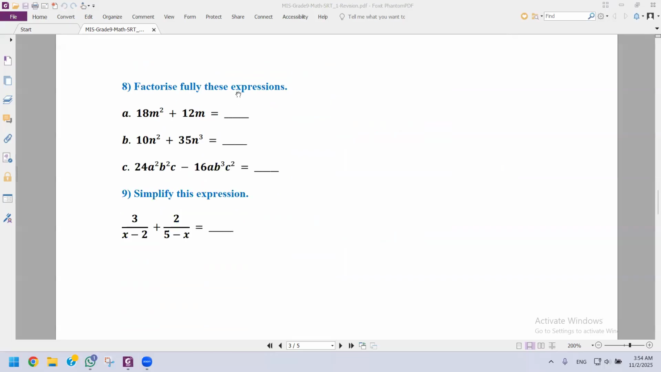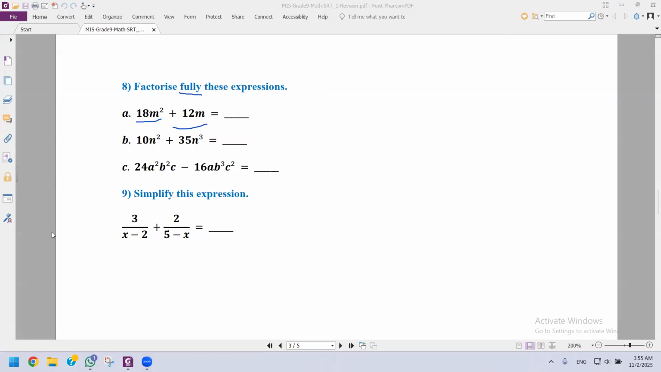Next question, it says factorize fully. This is the opposite of expanding. In expanding, we multiply. In factorizing, what will I do? I will divide. What should I divide by? You check the terms and you take a common factor. What kind of common factor? You take the highest common factor. Why? Because it says factorize fully. So I should take the highest common factor.